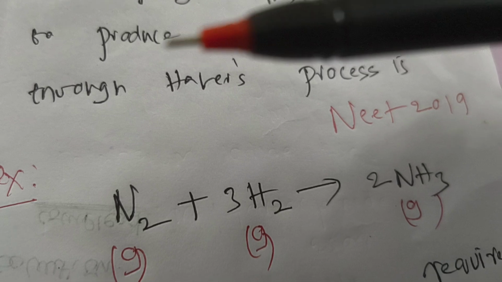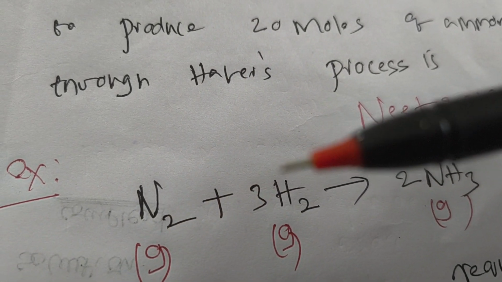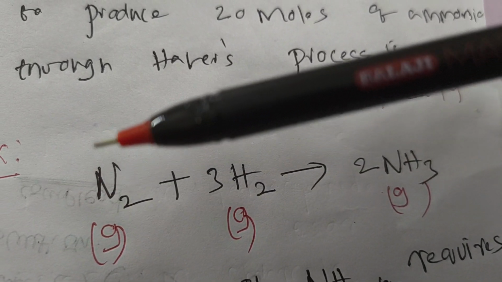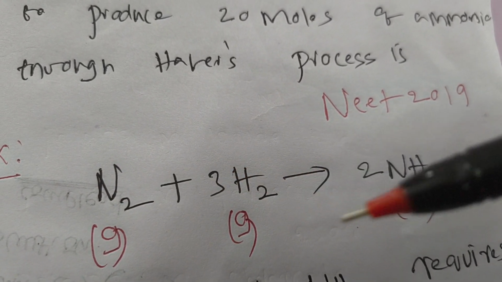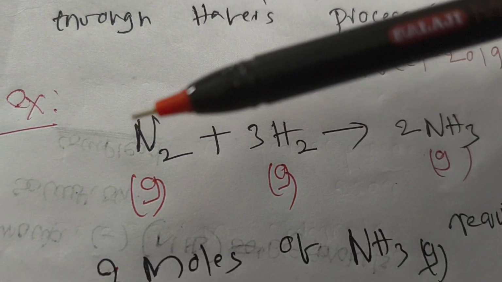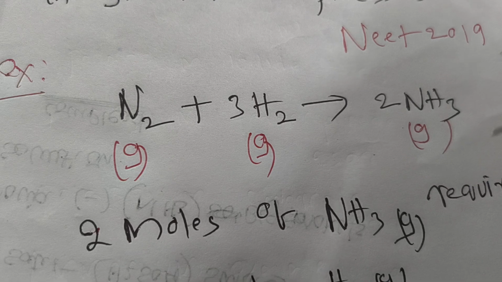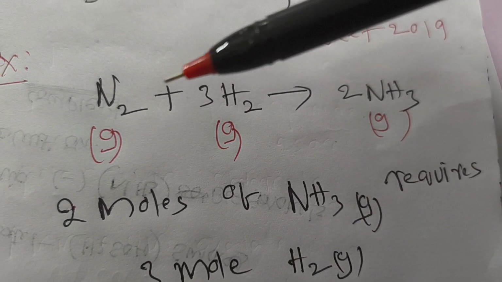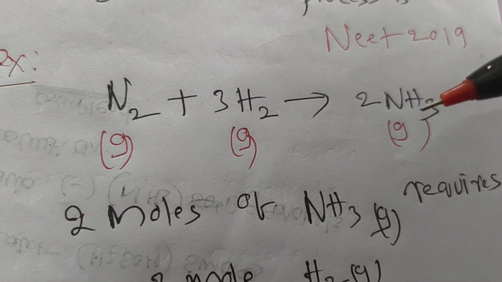Okay, go for the equation. N2 plus 3H2 gives 2NH3. This is the balanced equation. 1 mole nitrogen, 3 moles hydrogen gives 2 moles ammonia. According to this equation, we need the relation between hydrogen and ammonia.